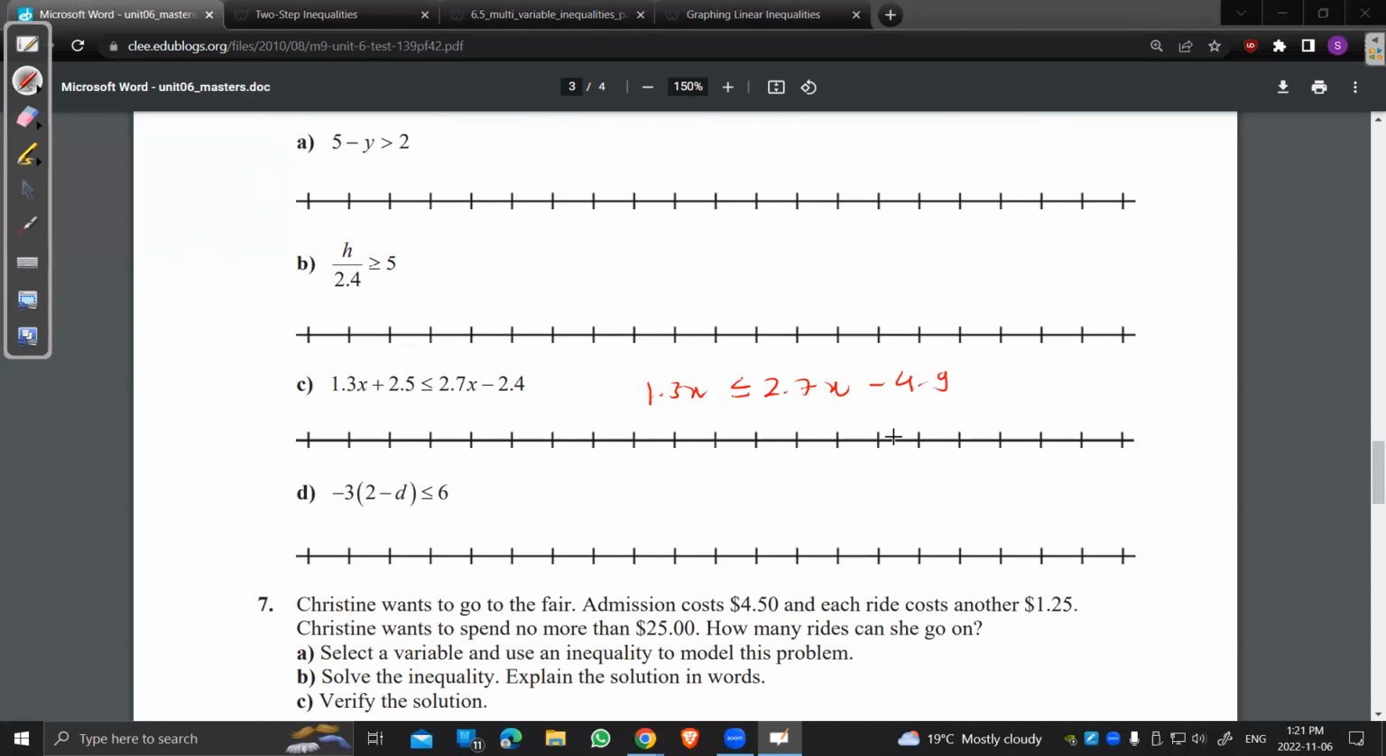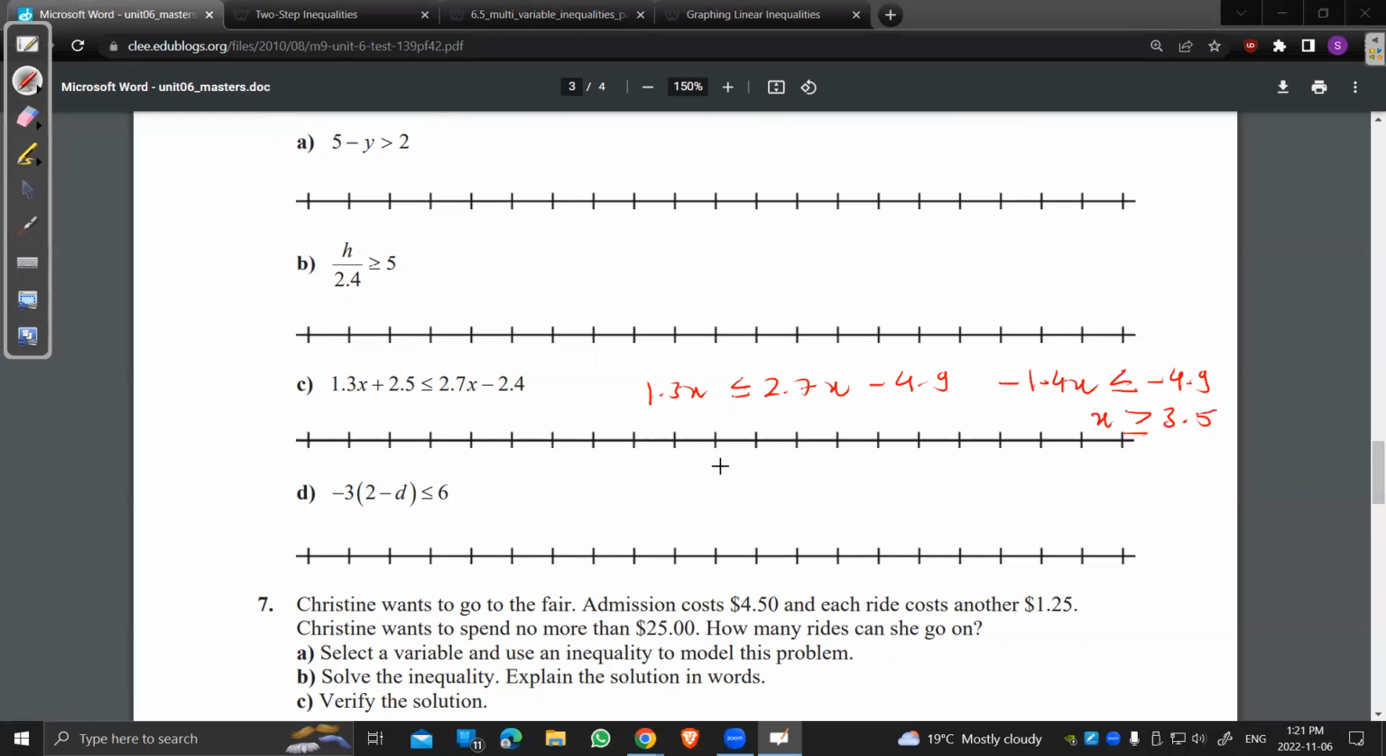Add 2.7x on both sides? How does that help? That doesn't help us. Subtract, yeah. So 1.3 minus 2.7 is negative 1.4x, and this is less than negative 4.9. Now what? Divide. Yeah, divide both sides by negative 1.4. And then the sign in the middle will flip because we're dividing by a negative number, right? 4.9 divided by 1.4, and I get 3.5. So x is greater than 3.5.